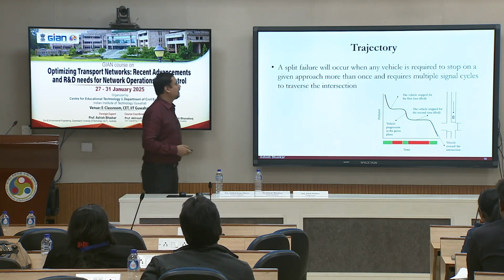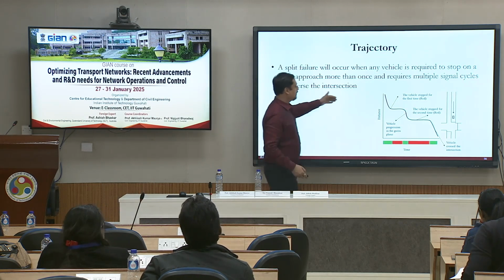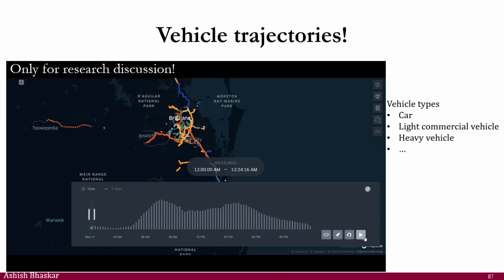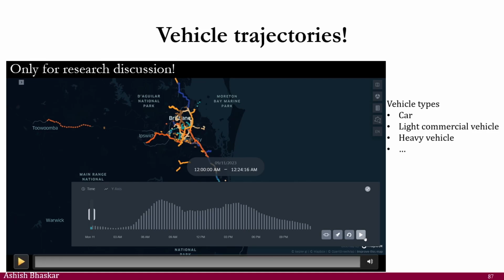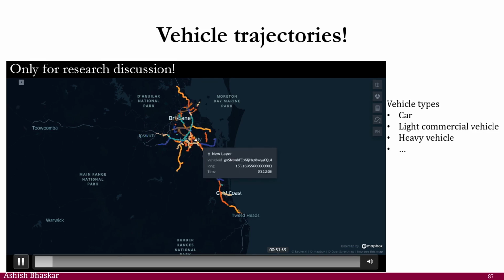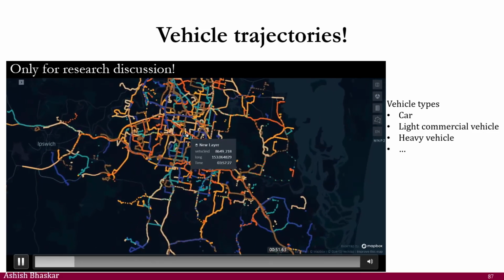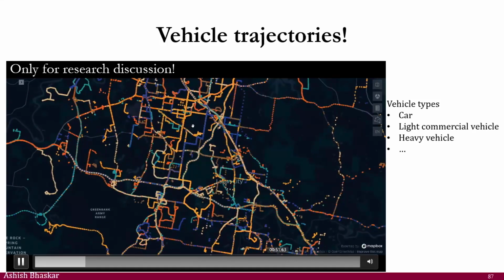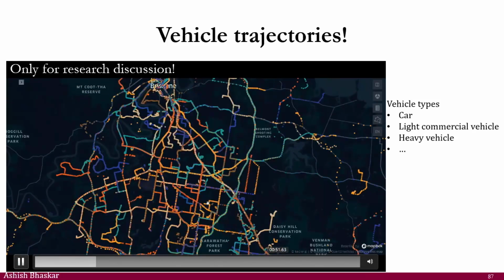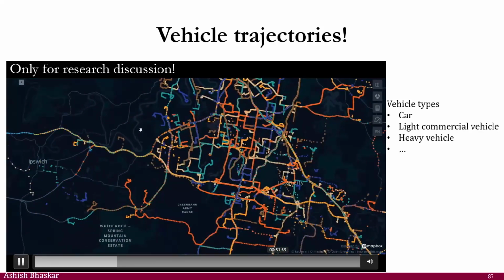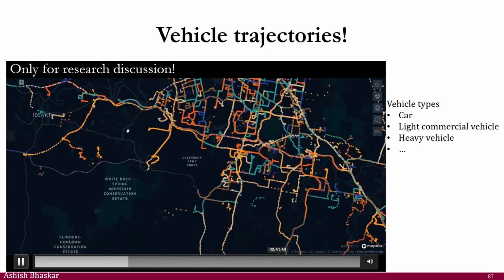So split failure, basically just a definition, you're stopping twice. Here is a trajectory example, like the one I've already shown you earlier, but I'm showing it again. These are the trajectories from one of the connected vehicle data sets, actually from the city of Brisbane. A very good data source, very complementary data source for us. You can see the way the vehicles are moving. It is data available for the whole network. Yes, it has its own limitations.